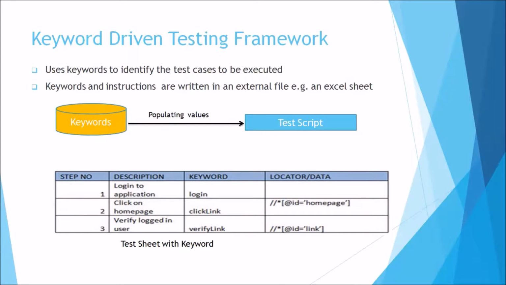So here we are not saving the test data. Here we have different keywords, and based on the keywords my test case should be executed. Okay, and again these are kept in some external file, and again this external file can be an Excel sheet. Okay, so as in the table you can see here, we have written keyword, login, click link, verify link, and what they do. So if the keyword is login, so login to application, this is executed. If it is click link, then home page, we need to click on the home page. So this is the way it goes on.